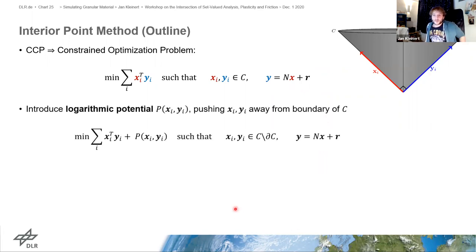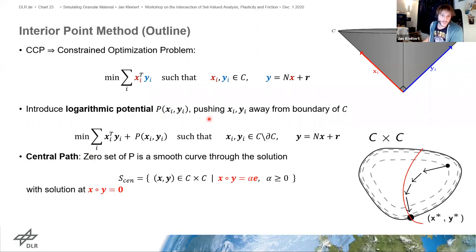As a next step, we'll introduce a logarithmic potential, which pushes x and y away from the boundary. So now we're minimizing our function from before, plus a potential function. Now we have to change our constraint. We have to say that x and y must truly be in the interior of the cone because the potential takes infinite values at the boundary. So this is where the term interior point comes from. And we also have to respect our linear constraint here.